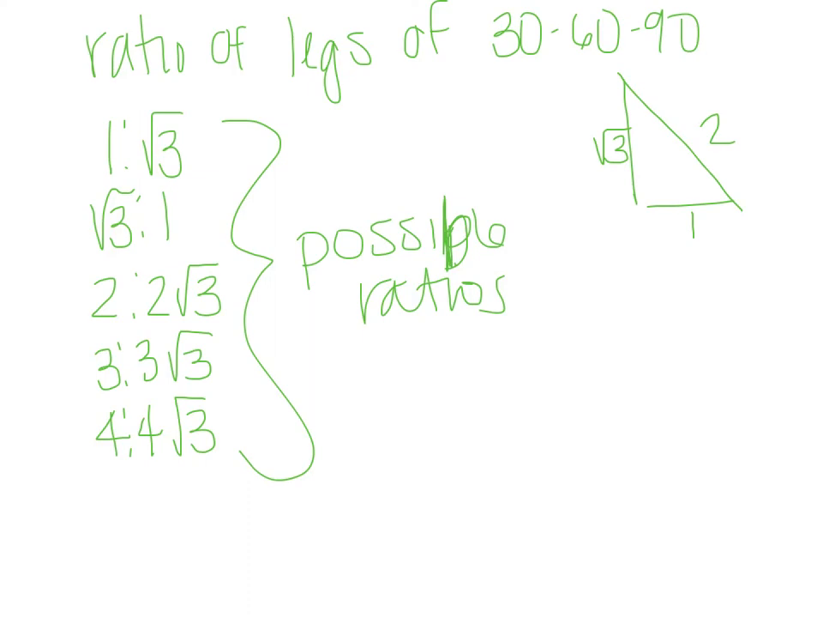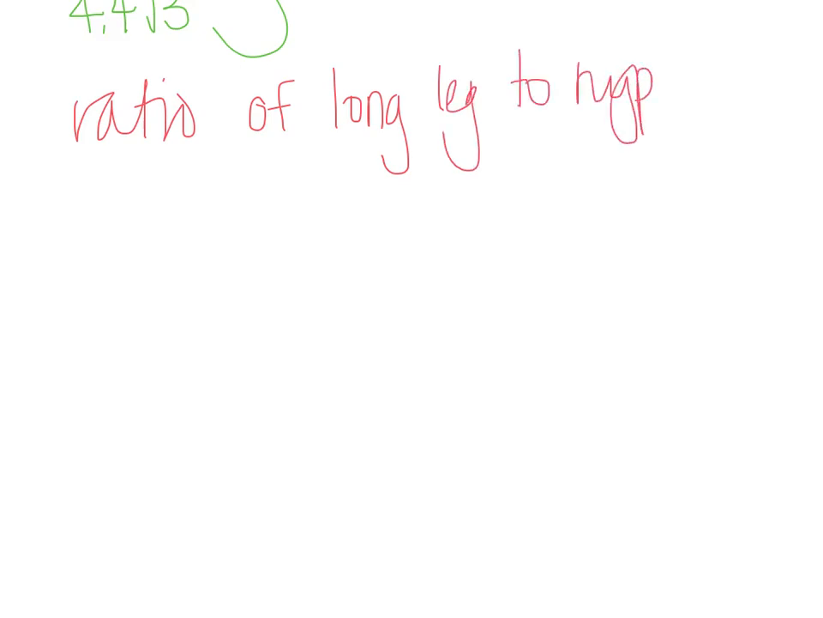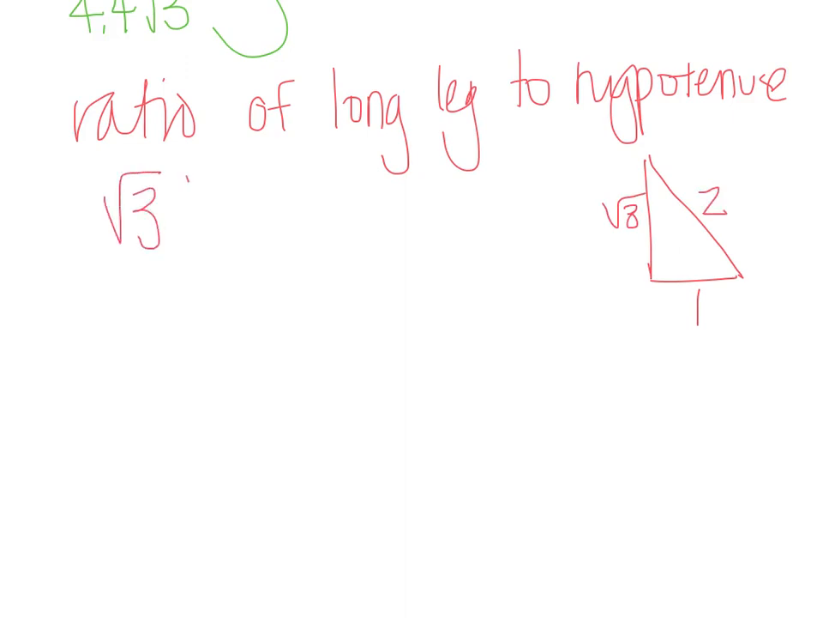Now, if we were to talk about the ratio of the long leg to the hypotenuse, well, again, thinking about my 30, 60, 90, this is 1, square root of 3, and 2. My long leg in this case is square root of 3. My hypotenuse is 2. So my ratio could be square root of 3 to 2.